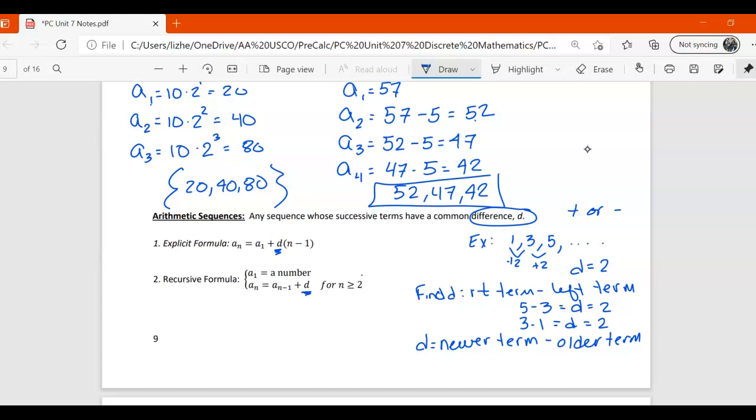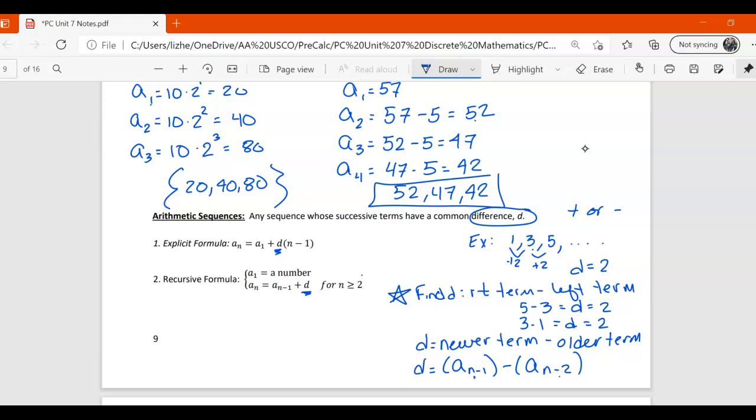So 5 would be newer, 3 would be older. Another way is D equals a_(n-1) minus a_(n-2). This is the previous term to this term, and so you take one term and you subtract the previous term to it. Any of those are good. This is the easiest, I would say. But anyhow, here's your formula.